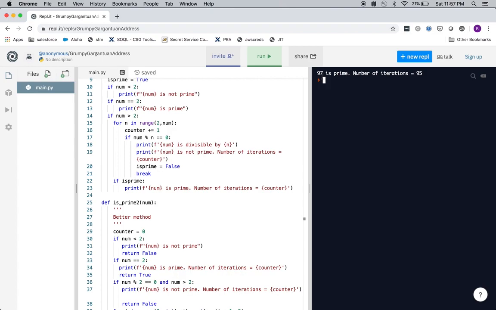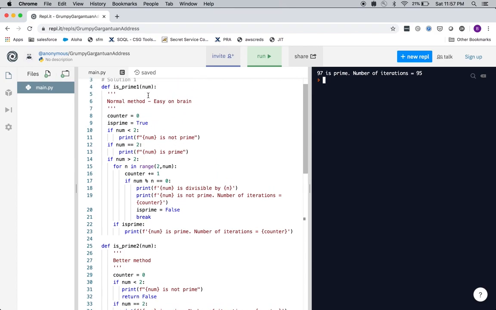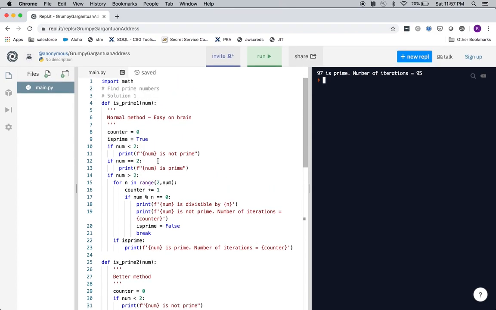This is the worst case scenario, but we always want to look at the performance of the worst case scenario. So 97 is prime, but it took 95 iterations of this for loop to make sure this is a prime number.